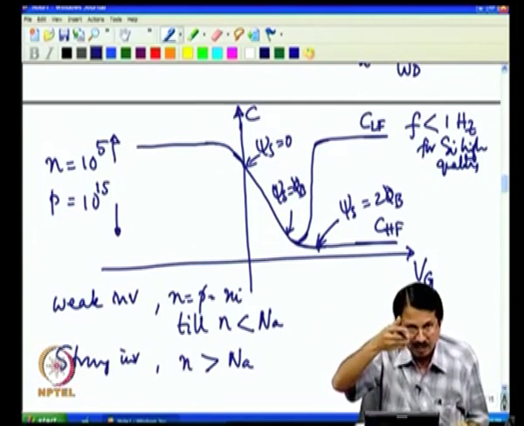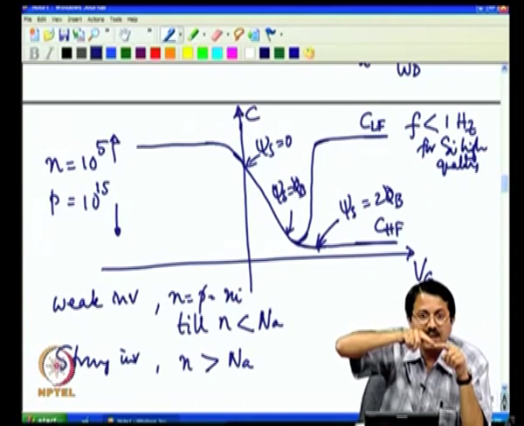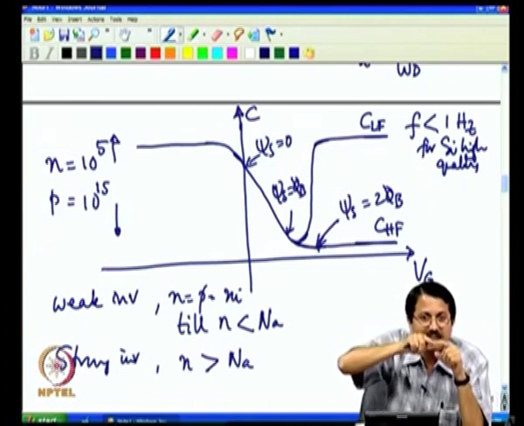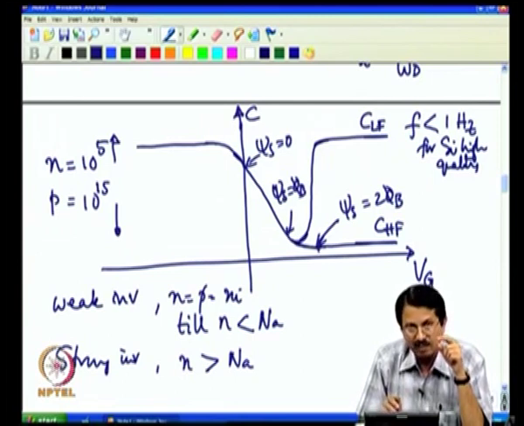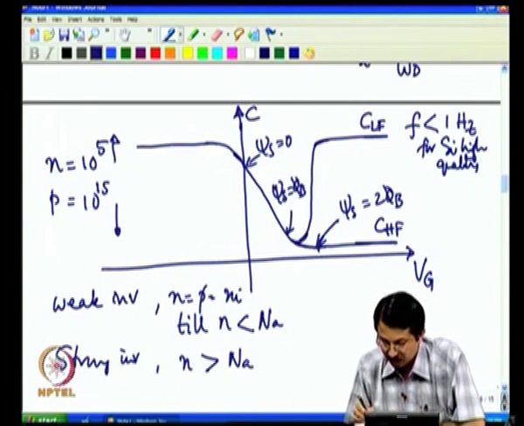Here bands are bent such that the Fermi level and intrinsic level are coinciding at the surface, and that is the weak inversion. From here to here I have a weak inversion condition, from here onwards I have a strong inversion condition.